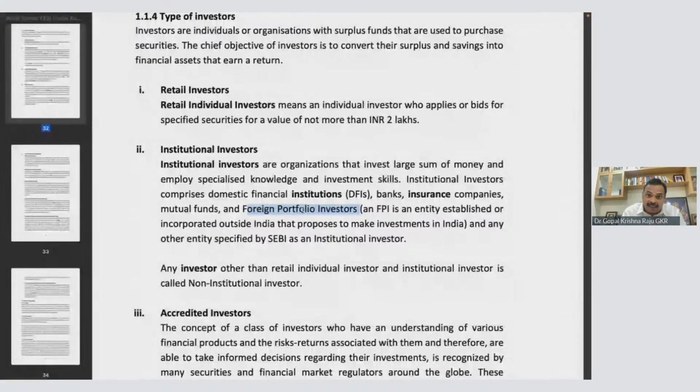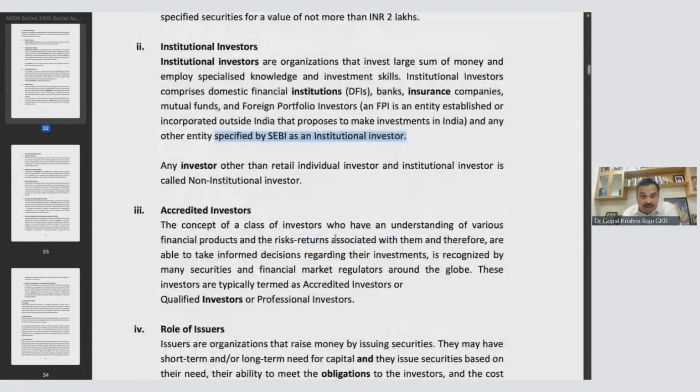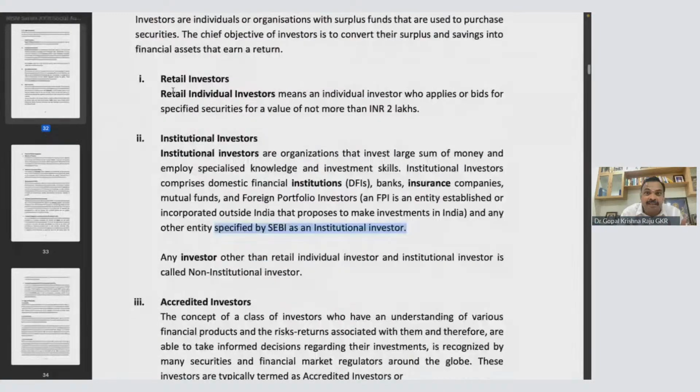So DFIs and FPIs are accredited: domestic financial institutions, foreign portfolio investors, banks, insurance companies. They are all accredited by the regulator, SEBI, and any other entity specified by SEBI as an institutional investor. So accredited investors are also regulated by SEBI. Institutional investors are also regulated by SEBI, but retail investors are not.